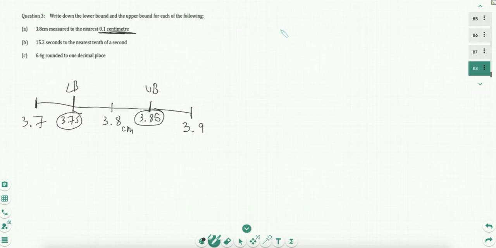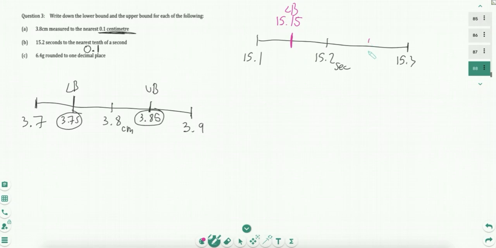15.2 seconds to the nearest tenth of a second. It's rounded to the nearest tenth of a second. So here, a tenth is basically 0.1, and that's in seconds. So we're going to add and subtract 0.1 on both sides: 15.3 and 15.1. The lower bound is the gap here. The middle of 15.1 and 15.2 is going to be 15.15, so that's the lower bound. And the gap between 15.2 and 15.3 is 15.25, which is the upper bound.